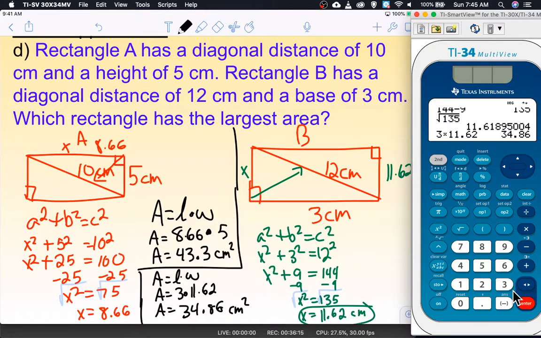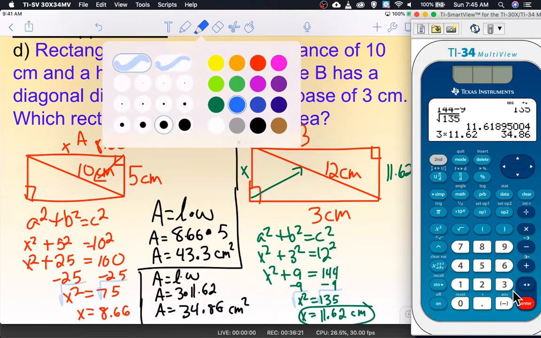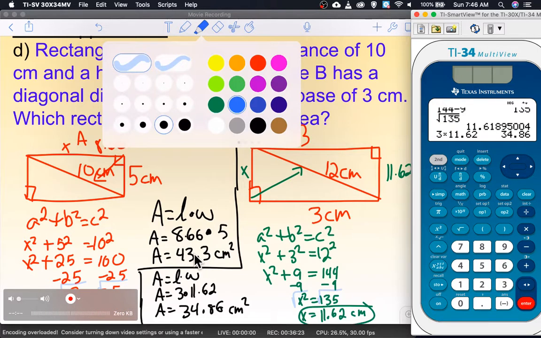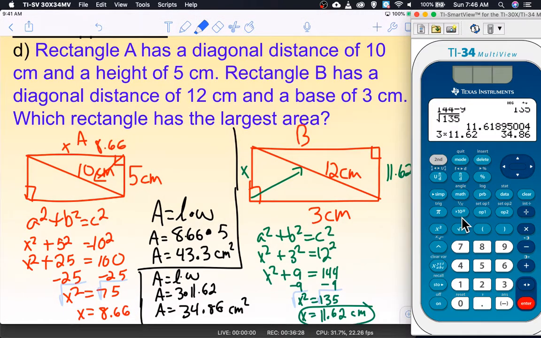Now, to actually answer the question, which rectangle has the largest area? Well, this one has an area of 43. This one has an area of 34. So the largest area would be this one. So we just need to say somewhere, rectangle A has the largest area. There's our final answer. Took some work, took a little bit of multiplying and Pythagorean theoreming and stuff, but we got there.